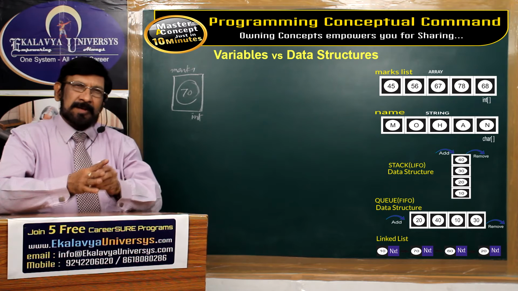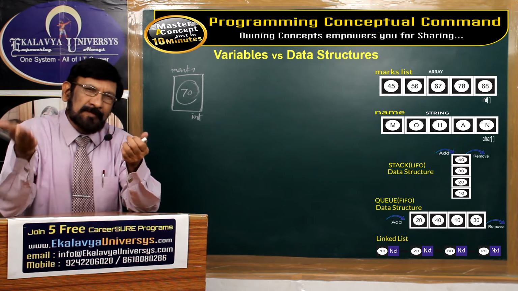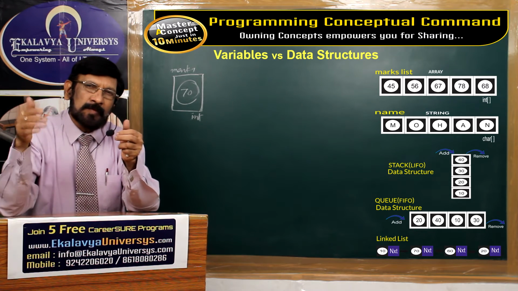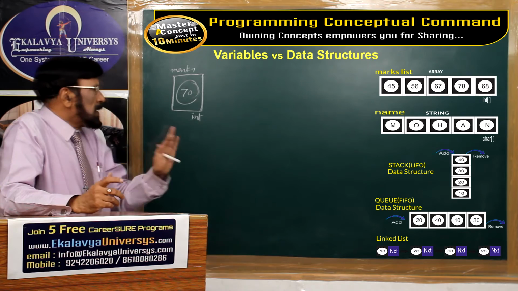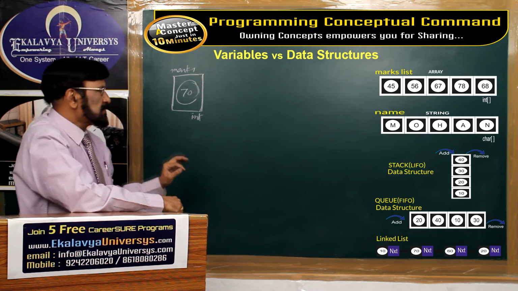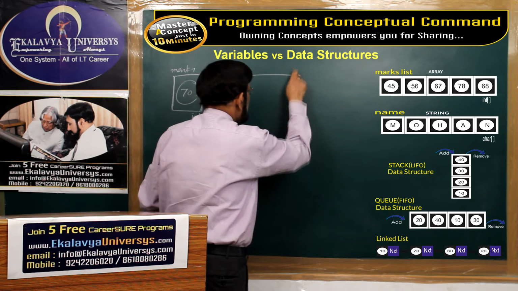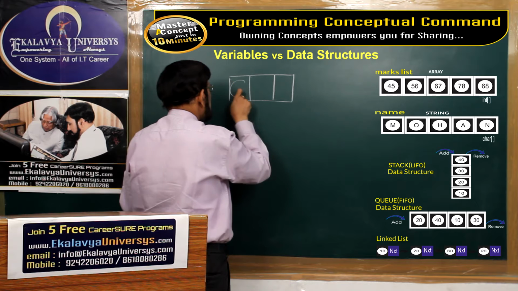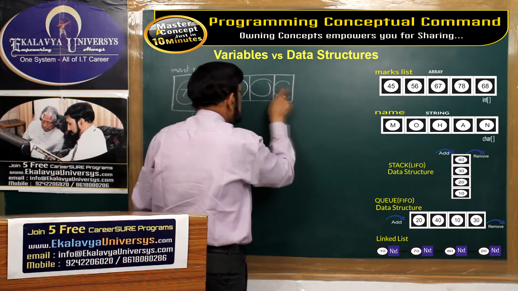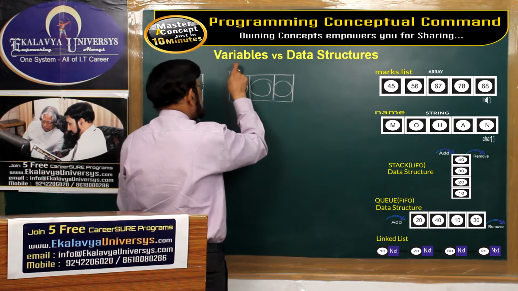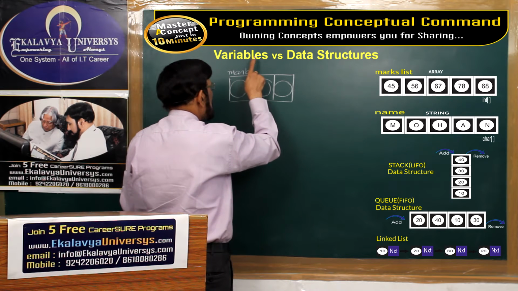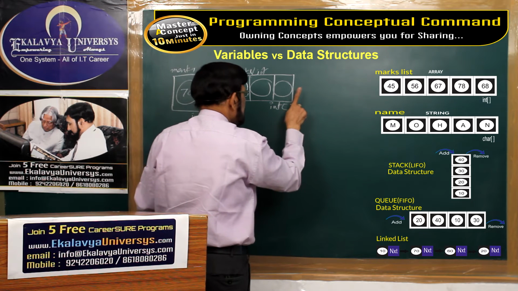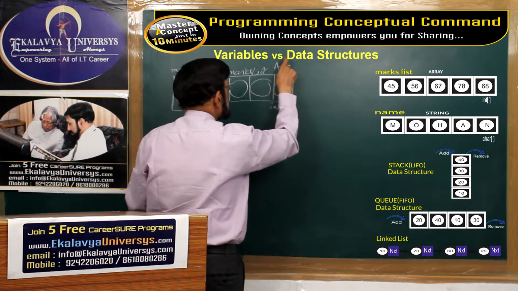A data structure is a container in which more than one value can be stored. A data structure is a memory container in which more than one value can be stored. Now I show you different data structures for your understanding. Now you have three papers. Then one data structure you have created with three elements, its name is marks list, and its type is int array. Actually, this is the array data structure.